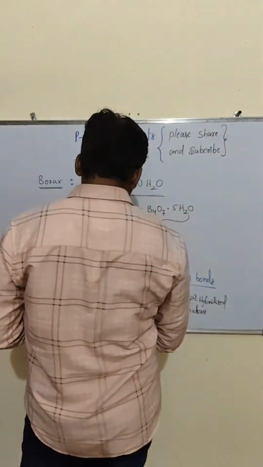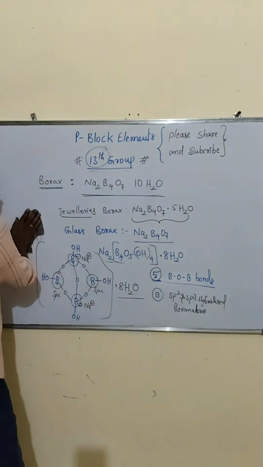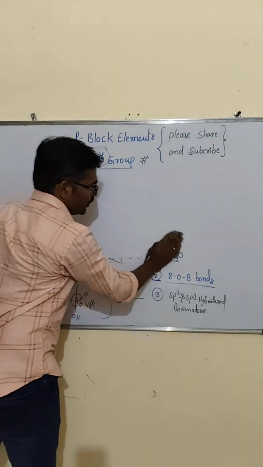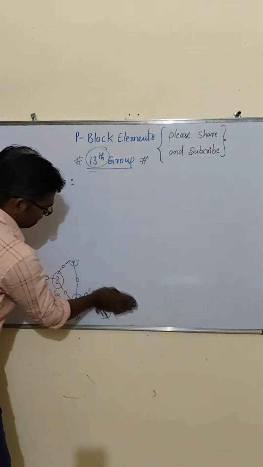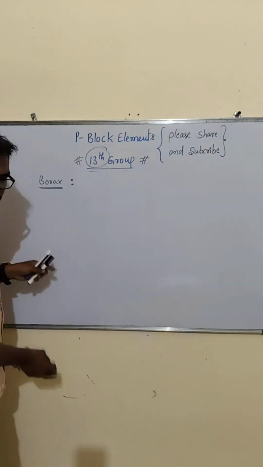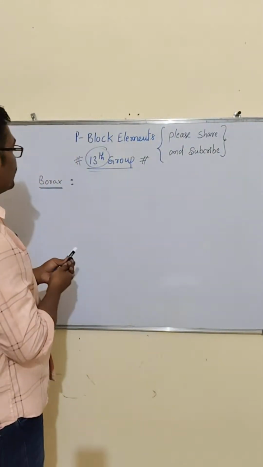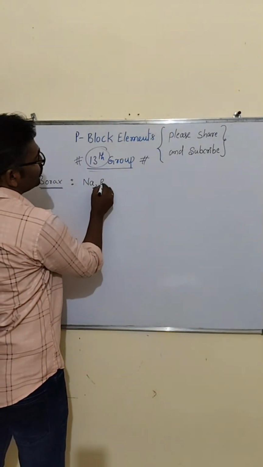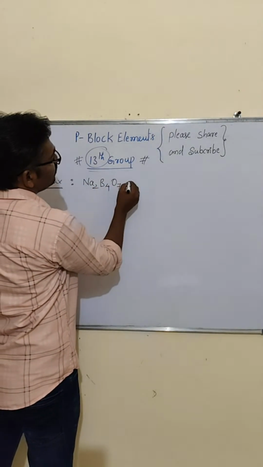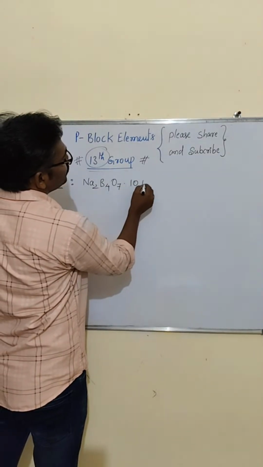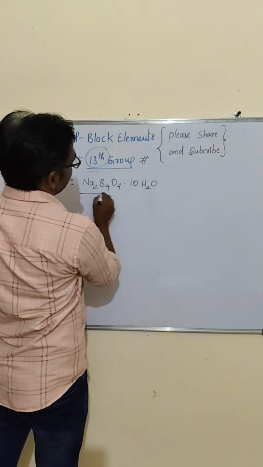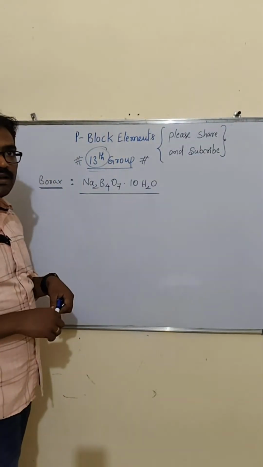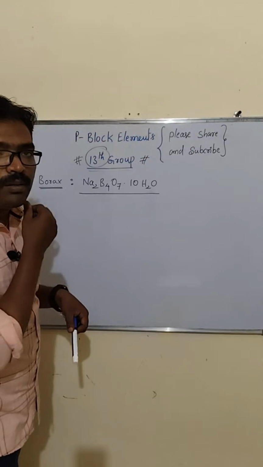Yes, next, look at all of you. Then some of the chemical properties of borax. What is the borax formula? Na2B4O7·10H2O, I told you.